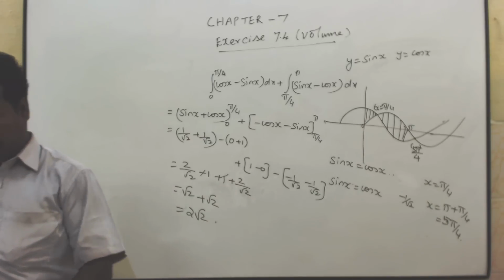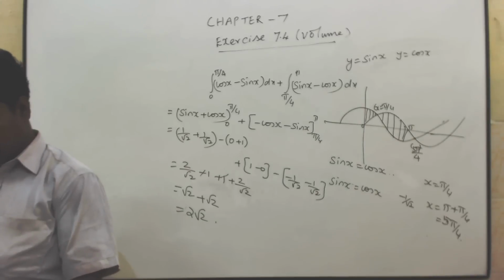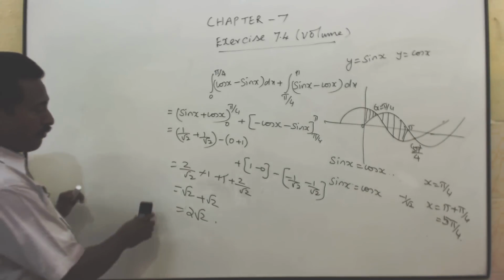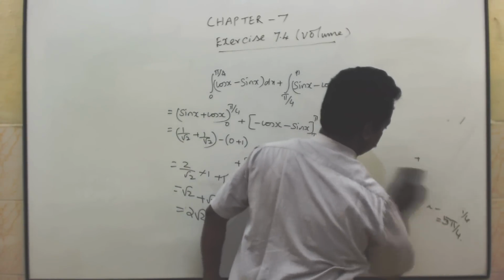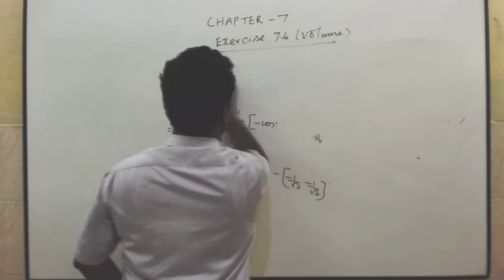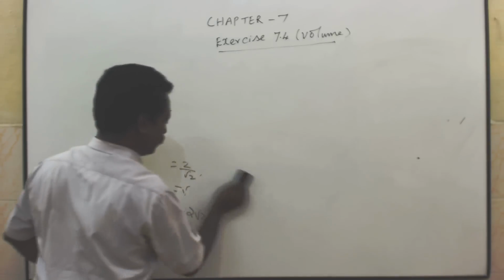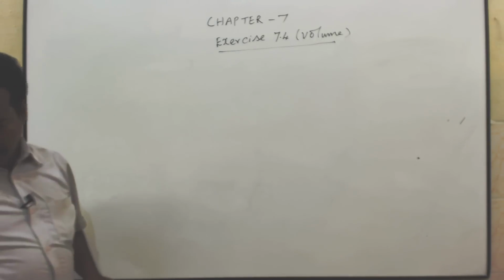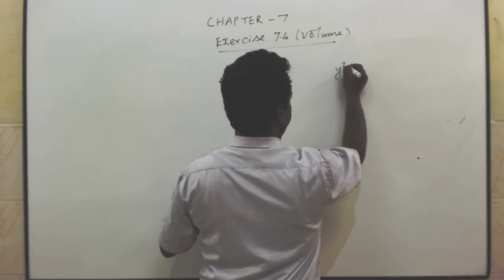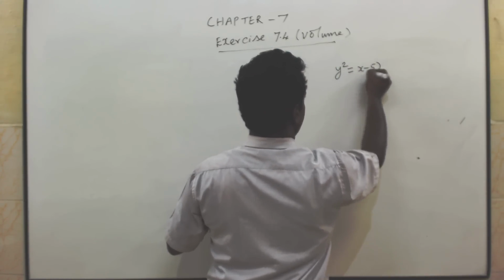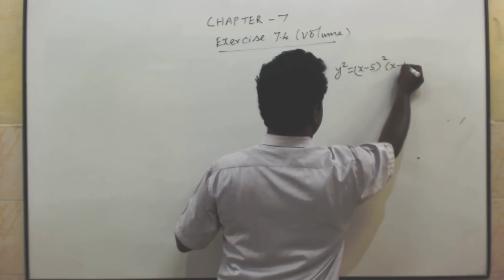Next, the 7.31 problem we already discussed. 7.32, do it carefully. 7.32: y square equal to x minus 5 whole square into x minus 6.